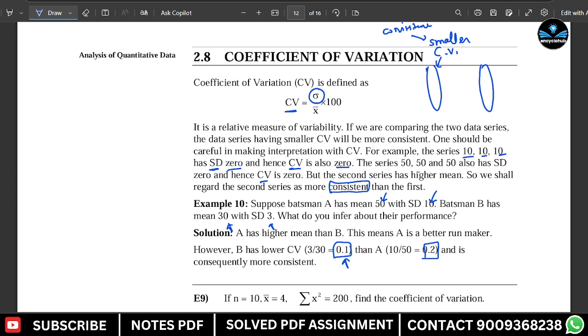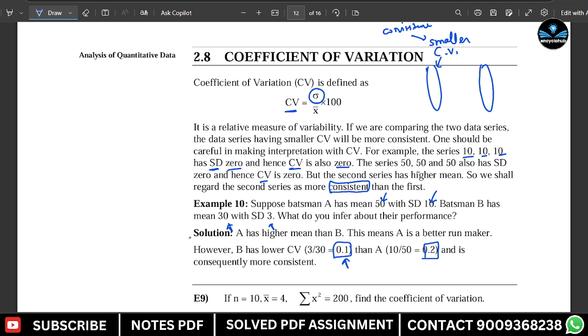B has a lower CV than A and is consequently more consistent. However, because of the higher mean, A is the better run maker.